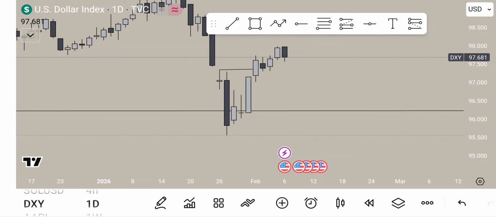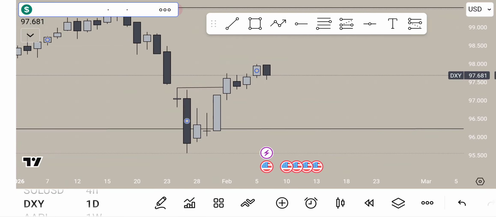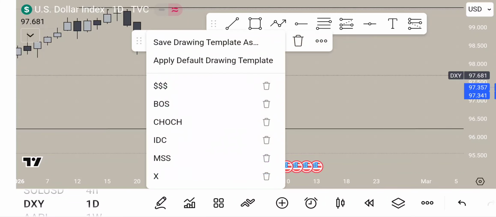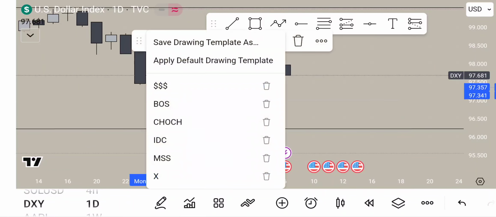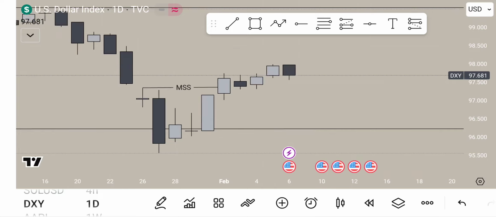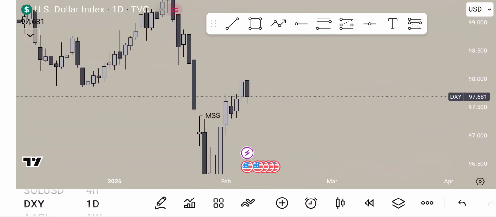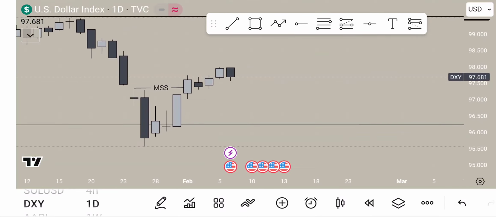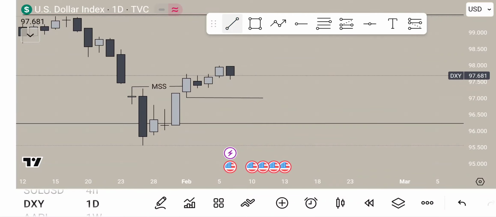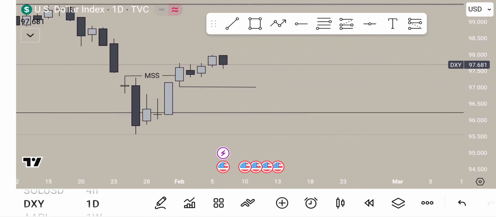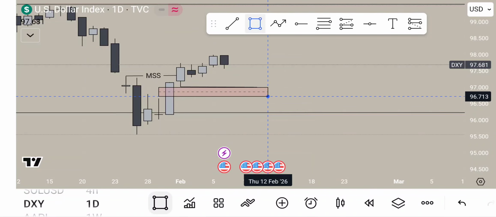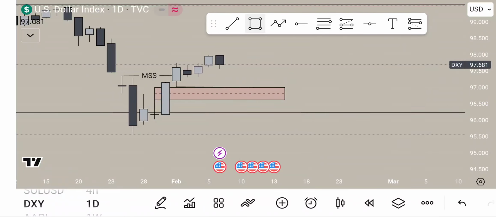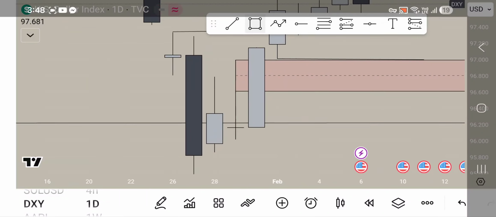Okay, now there's also another thing. Let me label this. This is the change of character here. Now this is the market structure shift. And there's something I can also see from this daily. I can see a fair value gap here. Yes, this one. Price did not come back to mitigate this zone. Yes, there's a space here. This is a fair value gap.